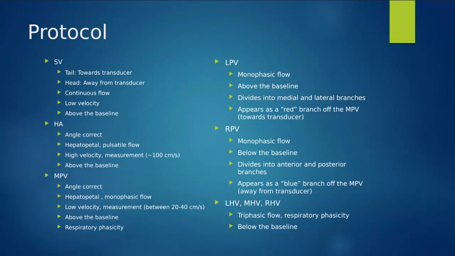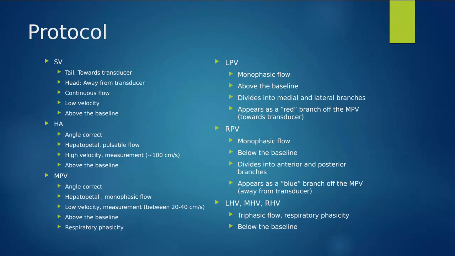Next, we have our main portal vein. So this is going to be a little bit different for everyone depending on how you get it. But if you look at the spectral analysis of both of these images, they are continuous, right? There's not much of a variation with them. This patient on the right side, there's a little bit of respiratory variation here. So that's still normal.